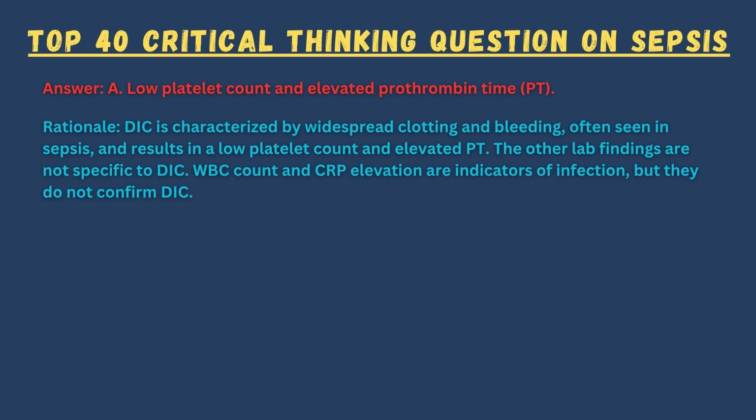Rationale: DIC is characterized by widespread clotting and bleeding, often seen in sepsis, and results in a low platelet count and elevated PT. The other lab findings are not specific to DIC. WBC count and CRP elevation are indicators of infection, but they do not confirm DIC.